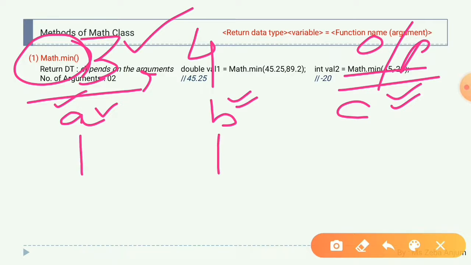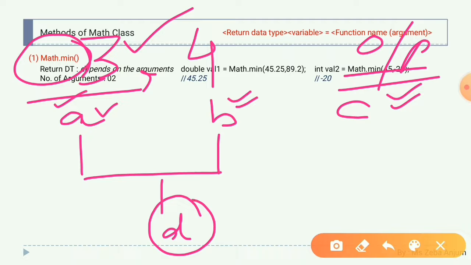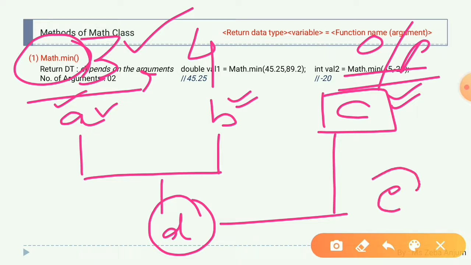Okay, now we are going to apply the Math.min function over here, and we are going to store the value in a variable, let us say d. Now we have c and d. So now we are going to apply the function on both, and we will be storing the result in e. Now at the very end, this e will be holding the minimum value among these three variables.